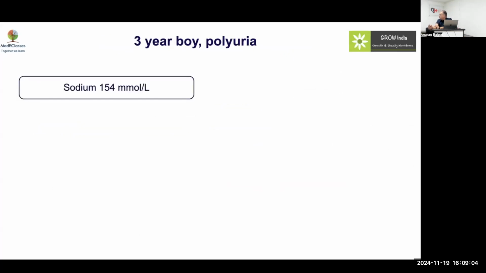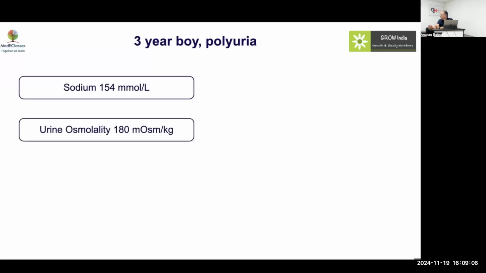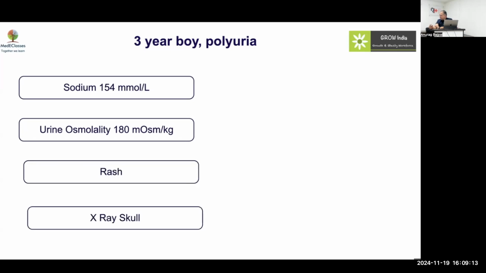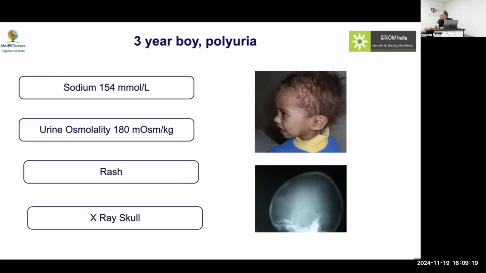3-year-old boy with polyuria, sodium is 154, urinary osmolality is 180. So this is DI. Now there is rash. There is an X-ray skull. What do you expect? So you would get these punched out lesions, which are not coming out here very well, but there is a lytic lesion which you will identify.